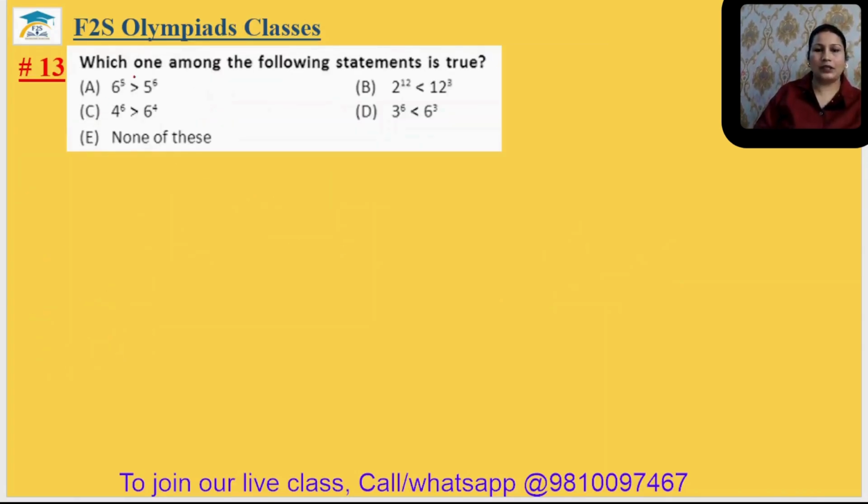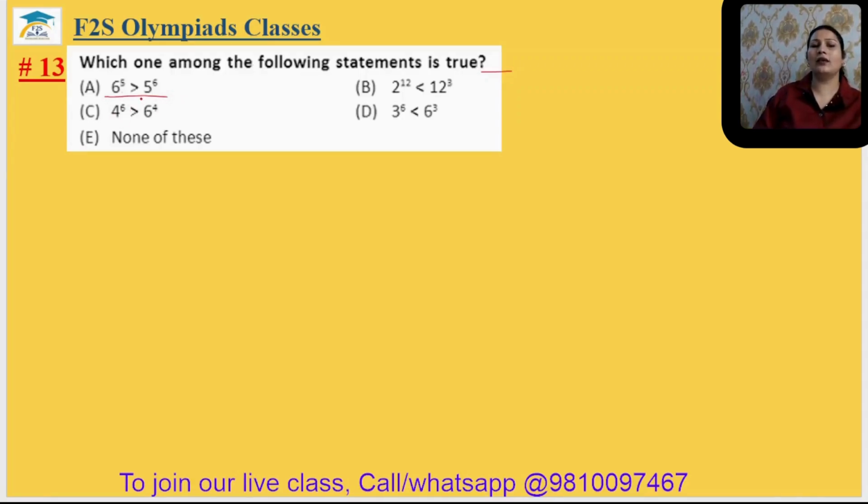Question number 13. Which one among the following statements is true? 6 to the power 5 or 5 to the power 6? For the value, we can check it in two ways. Either we can solve this exponent form, where 6 will be multiplied 5 times: 6 multiply 6 multiply 6 multiply 6 multiply 6, in this way.